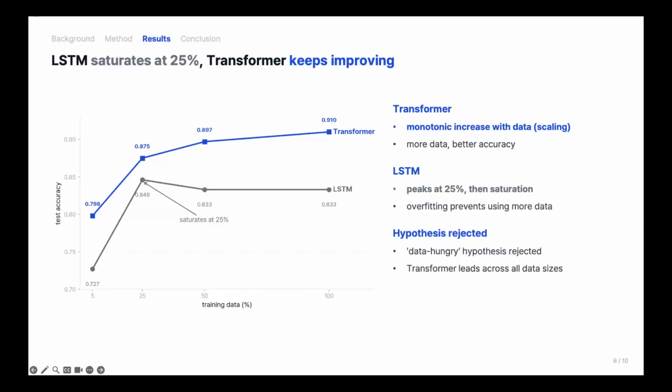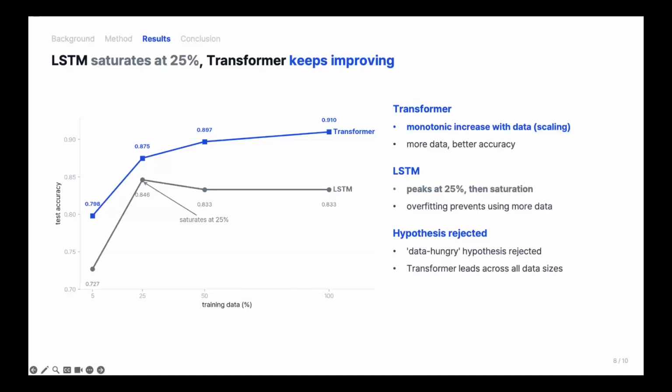Next, the data efficiency evaluation. I expected the transformer to need more data. The opposite held. Its accuracy rises monotonically from 0.798 at 5% to 0.910 at full data, while the LSTM peaks at just 25%, 0.846, and then flattens. Again, this follows from the mechanism.